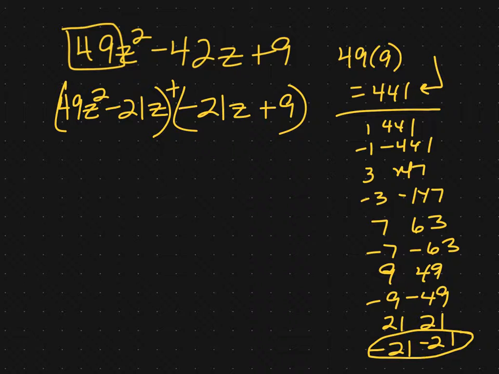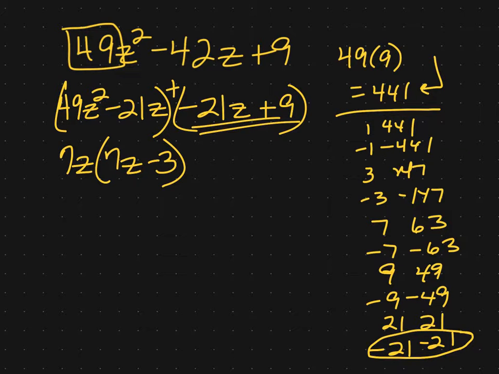What do you guys want me to take out of 49z squared and negative 21z? 7z. Okay, 7z out of 49z squared is going to leave 7z. Out of negative 21z is going to leave negative 3. That means back here we'd like to be left with 7z minus 3 again, which means the two signs are going to have to flip for that to happen, so I have to factor out a negative.